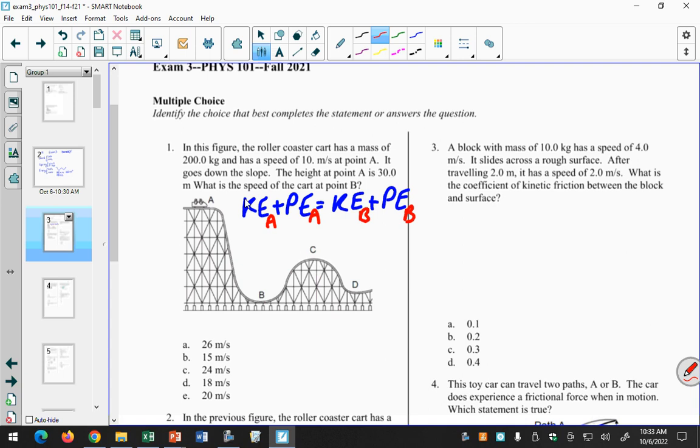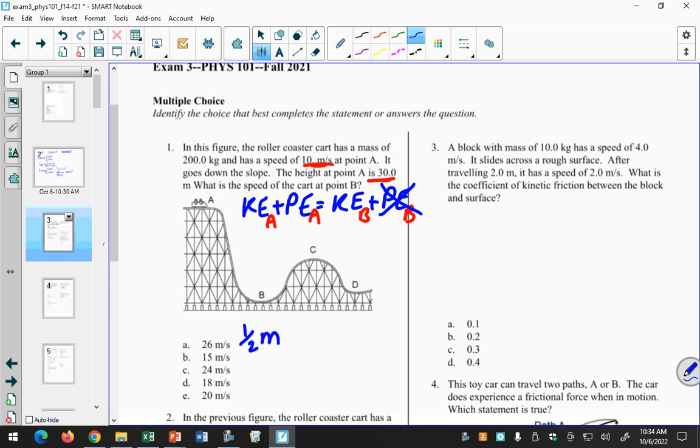I'm taking A because I know what the speed is at point A, and I know what the height is at point A. So I know everything there is to know about point A. I also know that at point B, one of the energies is equal to 0, and you'll need to identify which energy that is. At point B, which energy? The kinetic or the potential energy at point B is equal to 0? Potential, right.